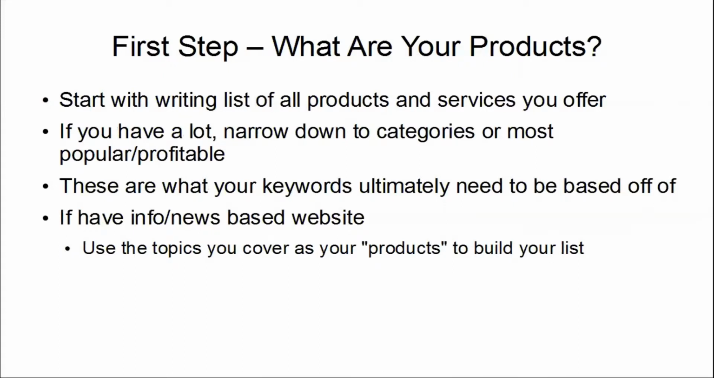One caveat I will mention is if your website is an information or news-based website, then this step may be tricky for you, a little bit more so than a company that's a product or service-based company. But you will still have certain topics that you cover, and these will be your products. So you might be a site that covers a lot of business news and political news, in which case those would be your seeds that you start with, and what you'd list as your products.